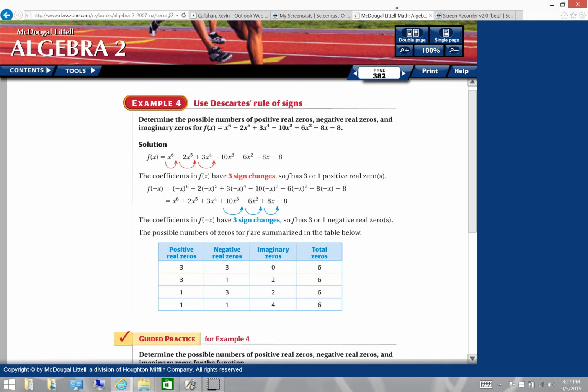Now, all we're really doing in these two columns is taking all the possible combinations of 3 or 1 positive zeros and 3 or 1 negative. So it could be 3 and 3, 3 and 1, 1 and 3, 1 and 1. And then what's left is the number of imaginary zeros, making sure that in every one of these rows, it's got to add up to 6. Okay, so that's the idea behind this.